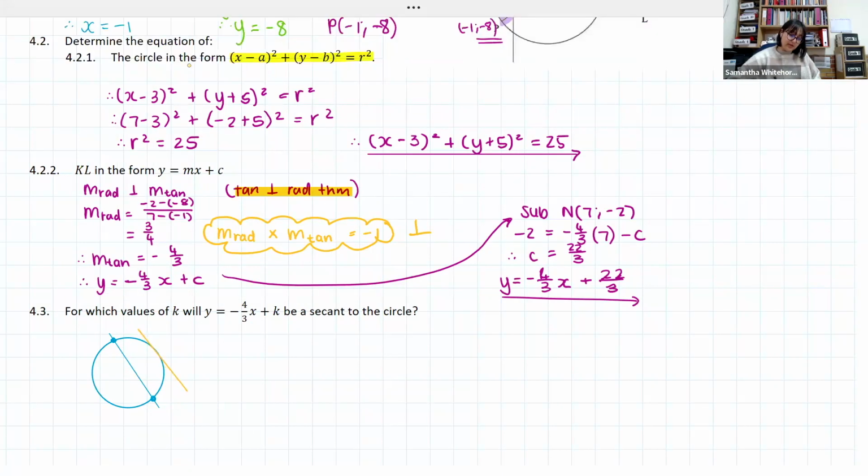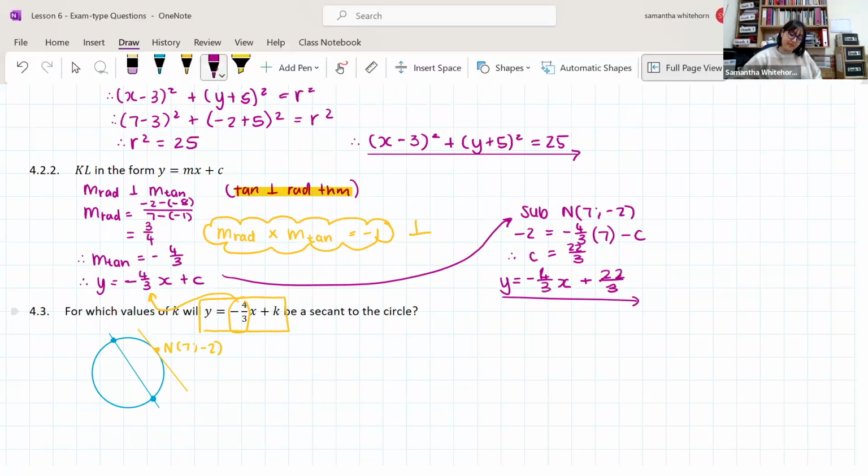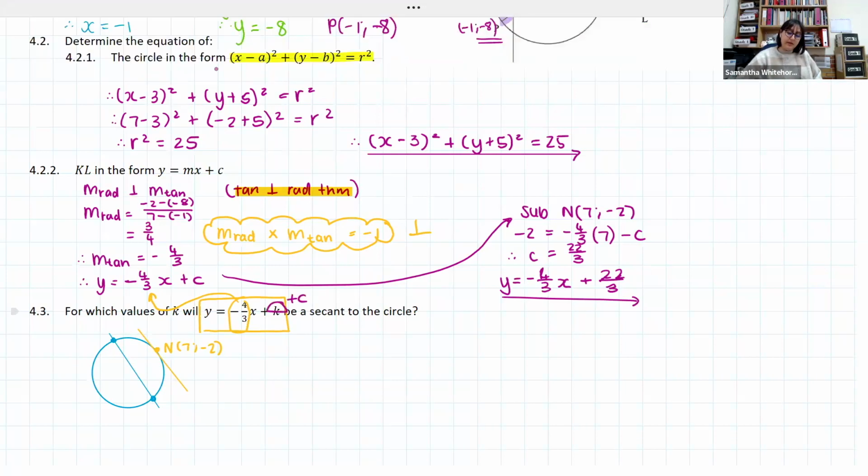So we currently have a tangent to our circle, remember, at N (7, -2). I'm talking about that specifically because if you look at this equation, that -4/3 is the gradient of your tangent. So basically, I'm asking you, how should I move this line, this tangent, up or down? Because k is your c value. So k is plus c. How should I move this line up or down in order for me to have 2 points of intersection?